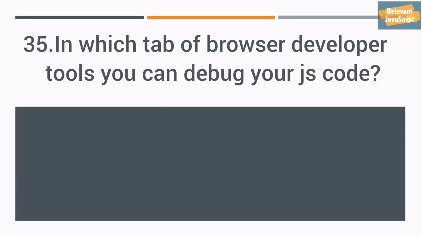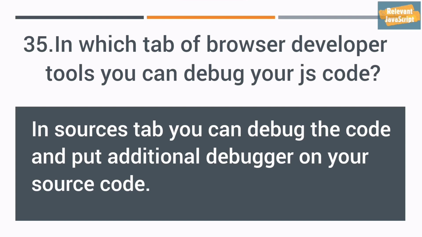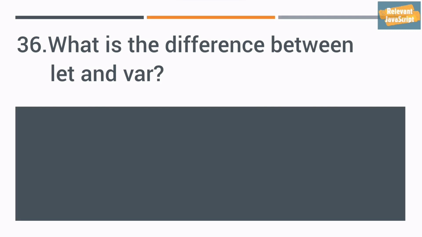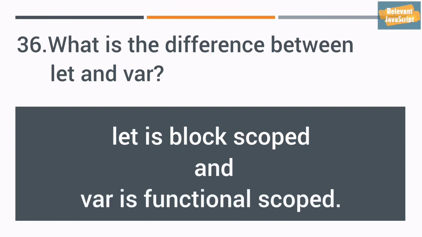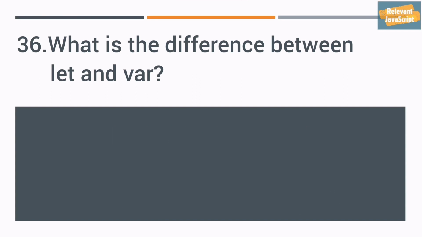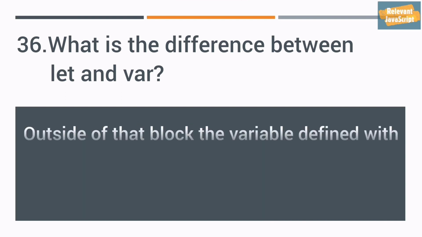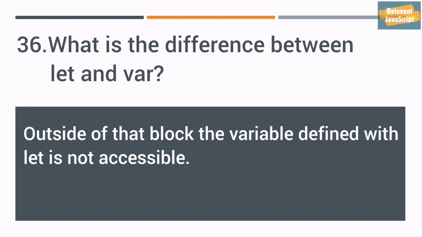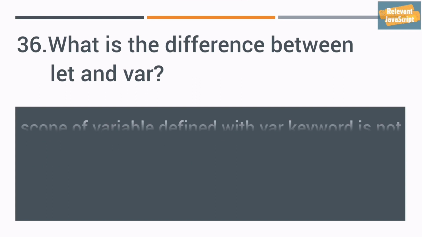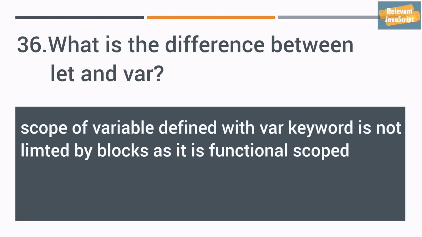Question number 35. In which tab of the browser developer tools can you debug your JavaScript code? In the Sources tab you can debug the code and put additional debuggers on your source code. Question number 36. What is the difference between let and var? Let is block scoped, and var is function scoped. The scope of a variable defined with the let keyword is limited to the block where it is defined. Outside of that block the variable defined with let is not accessible. The scope of a variable defined with the var keyword is not limited by blocks as it is function scoped.